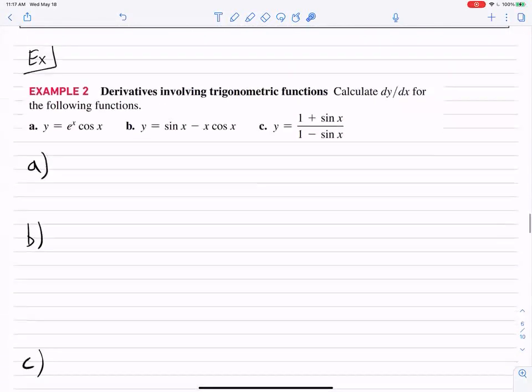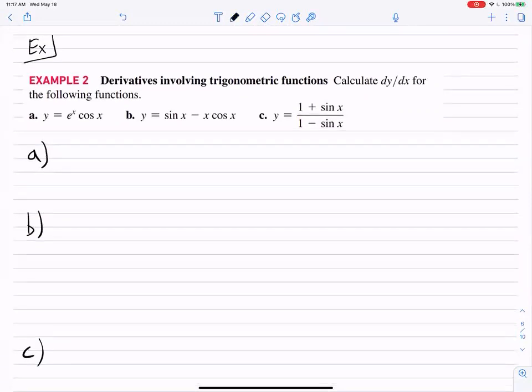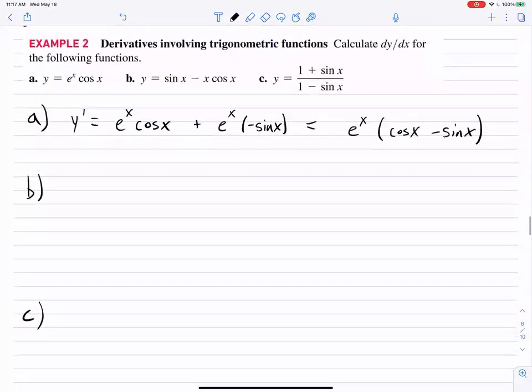So let's take the following derivatives. The derivative of e to the x cosine of x. So y prime, by the product rule, is the derivative of the first guy times the regular of the second guy, plus the regular of the first guy times the derivative of the second guy, and the derivative of cosine of x is negative sine of x. And so you can write this as e to the x times cosine x minus sine of x. So that's a simple product rule.